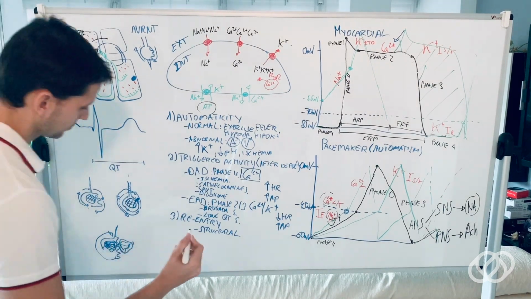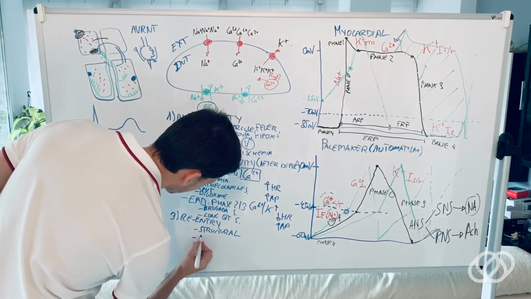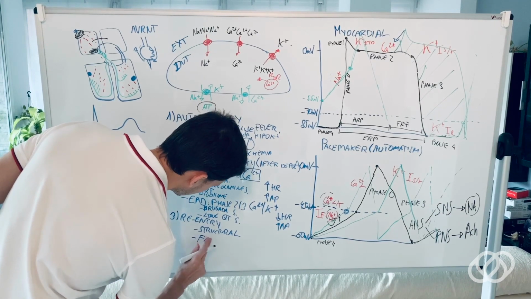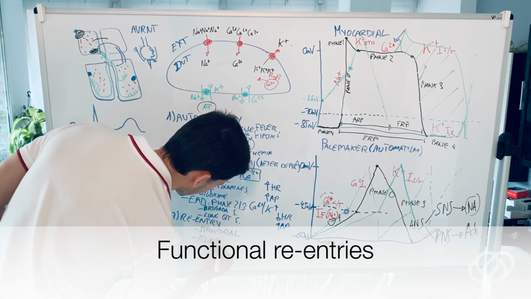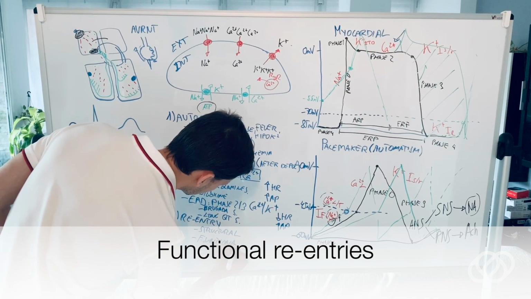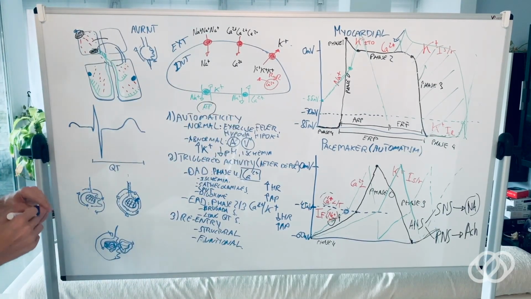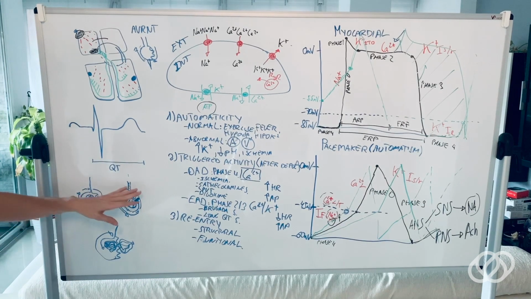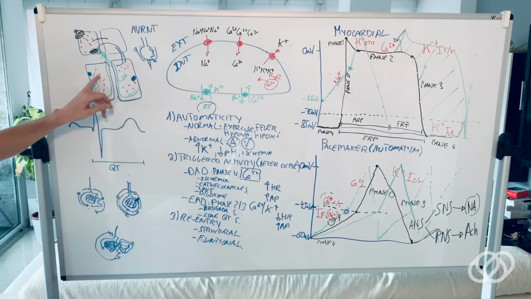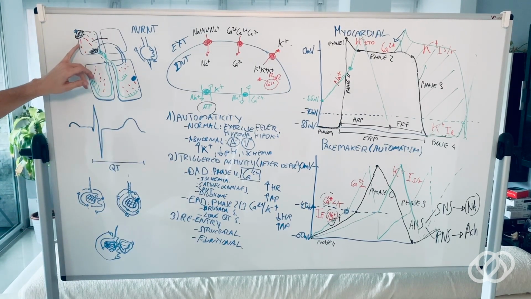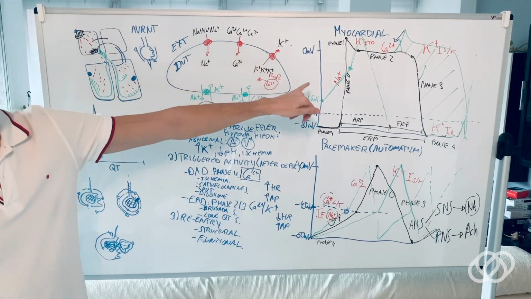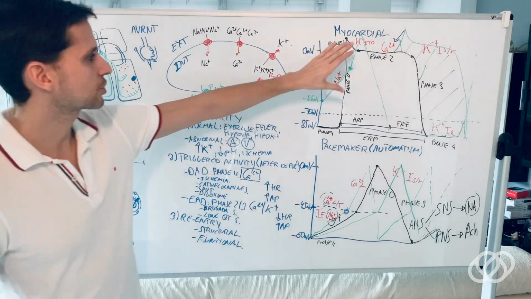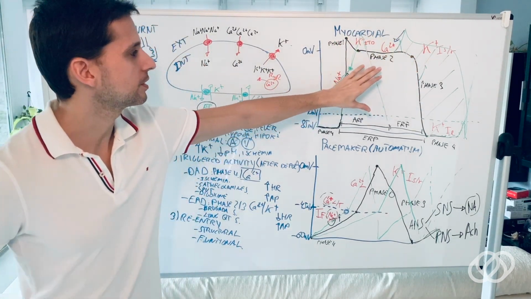Sometimes we have what are called functional re-entries. Functional re-entries happen when there is nothing wrong with the muscle of the heart, with the conduction of the heart, but usually there is something wrong with the channels of the heart. We have already seen some of those in here.